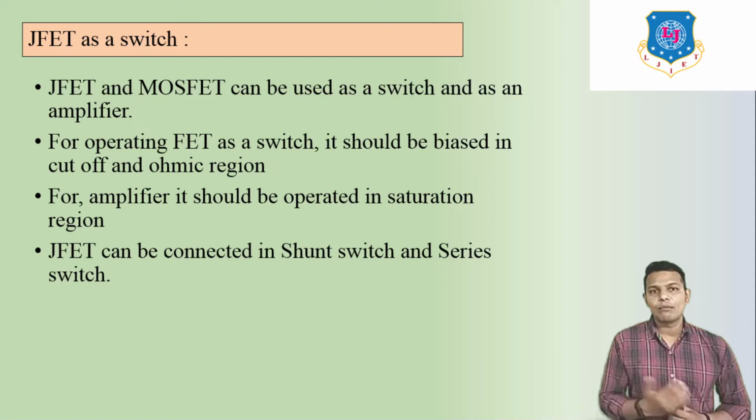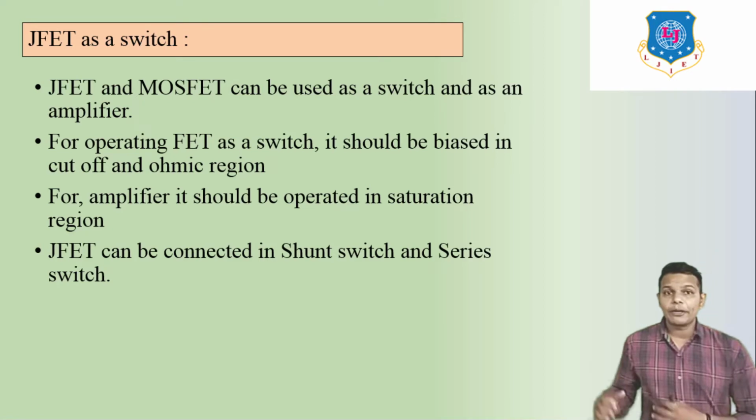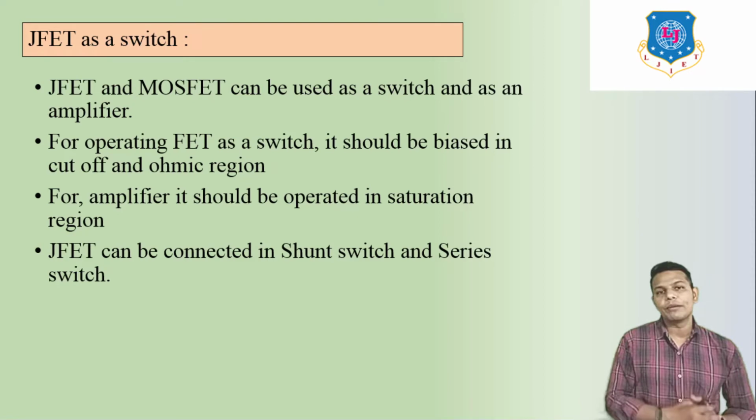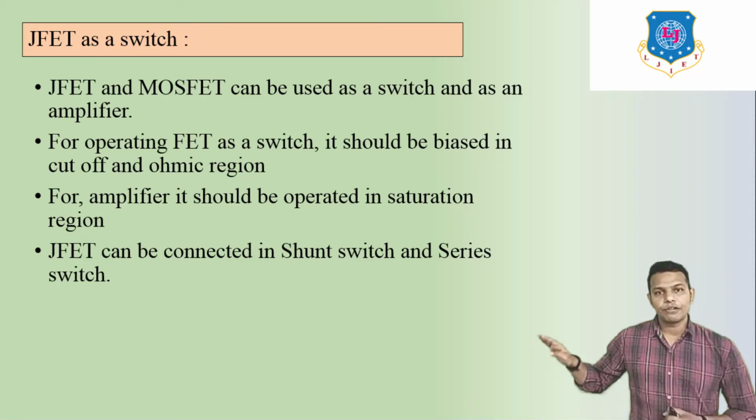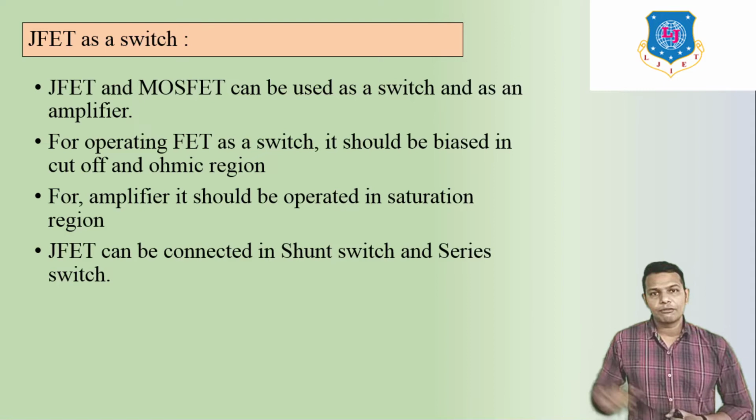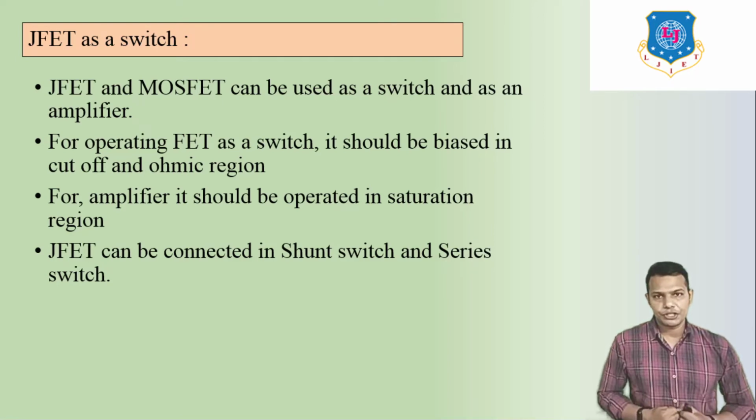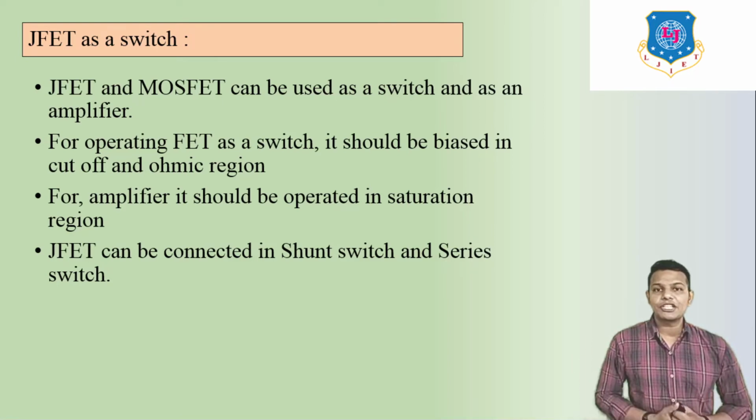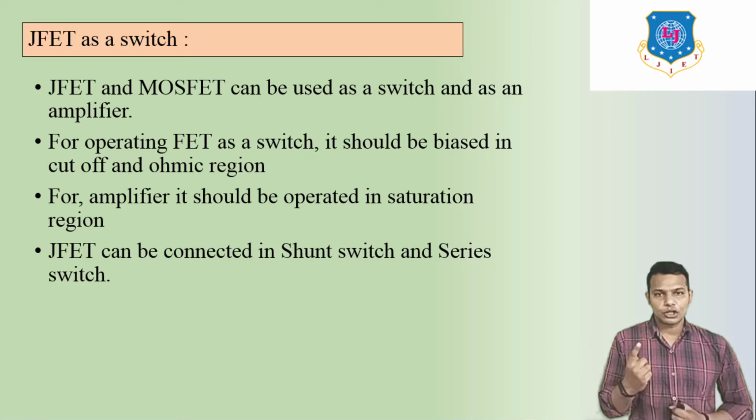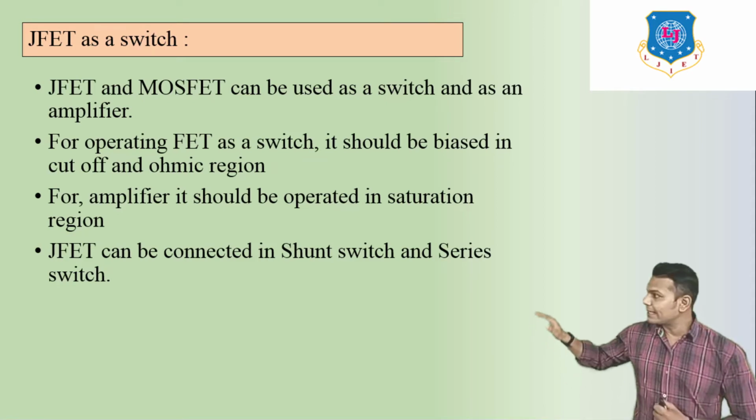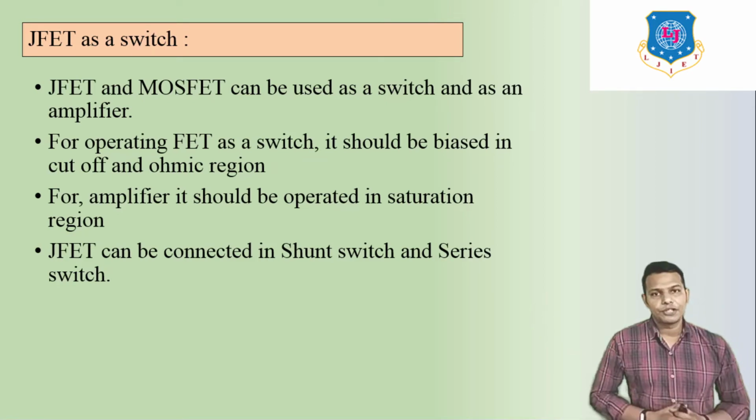JFET and MOSFET can be used as a switch and as an amplifier. For operating a FET as a switch, it should be biased in the cutoff region and the ohmic region. There are three types of regions available for FET: number one, cutoff region; number two, ohmic region; and number three, saturation region. Whereas in BJT we discussed three regions: cutoff region, active region and saturation region. Here we can see there is a little change in the regions.